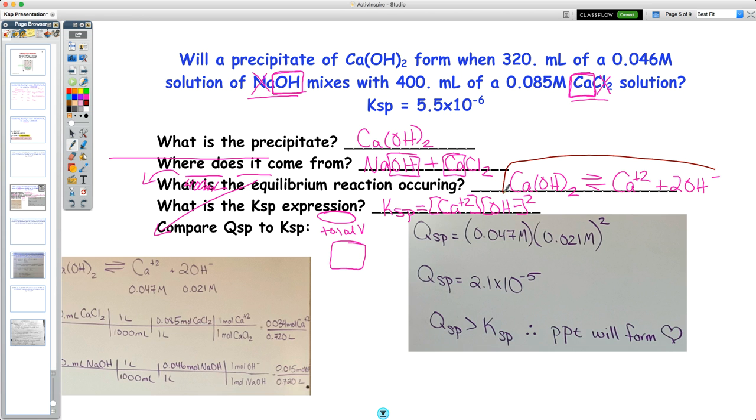This is the reaction we're looking at here. If my Qsp is higher than Ksp, the direction it needs to shift to get lower is going to be to the left. What are we cranking out on the left? Solid. Okay, so we're going to be making lots and lots of precipitate here because the equilibrium lies too far to the right to be at equilibrium. To get back to that position, it needs to shift left.